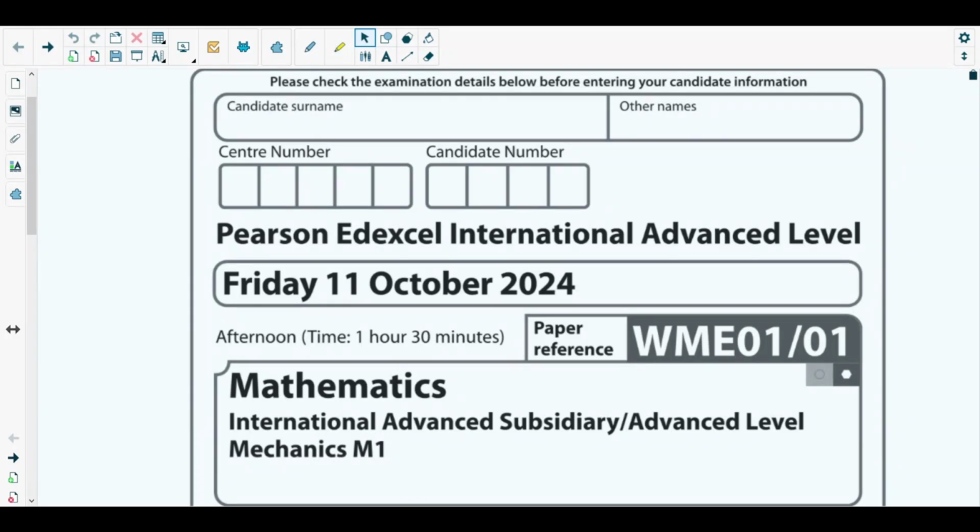In this playlist, I'll be solving the most recent paper of mechanics, that is the October 2024 paper. This is the most recent paper of mechanics that is available now. This will be a special playlist since we will be solving a totally new paper, that is October 2024 M1, the most latest paper. I hope you all will understand this solution video.